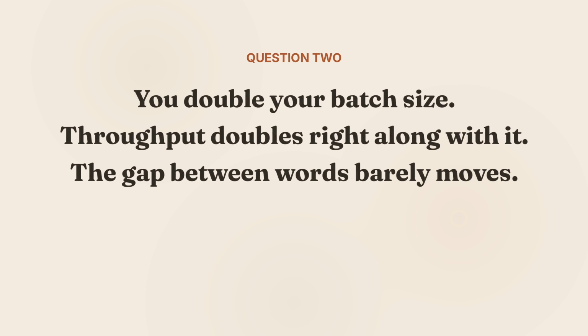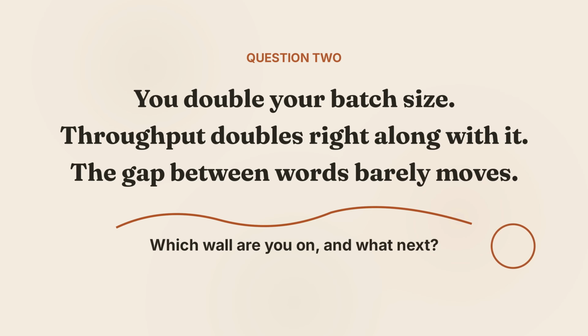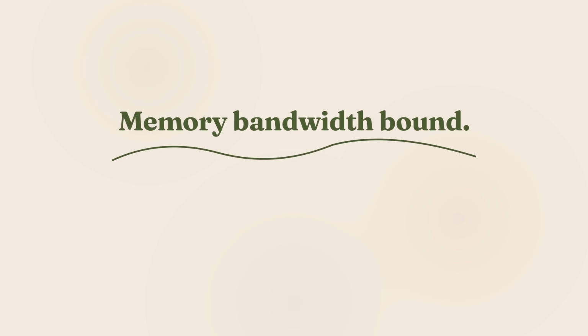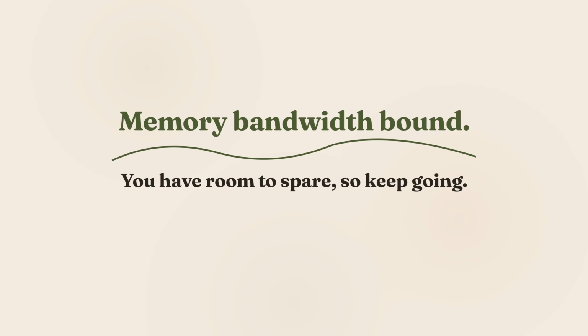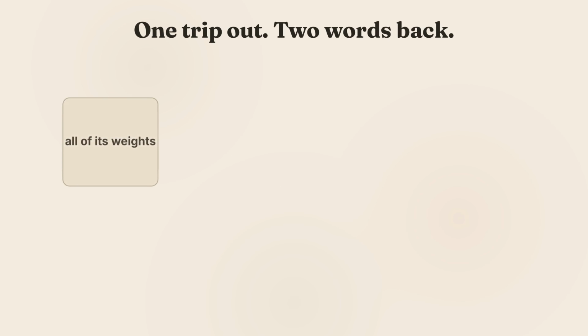Question 2. You double your batch size. Your throughput doubles right along with it, and that gap between words barely moves at all. So which wall are you on, and what should you do next? You're memory bandwidth bound, and you've got room to spare, so the answer is keep going. So why does that pattern mean that?